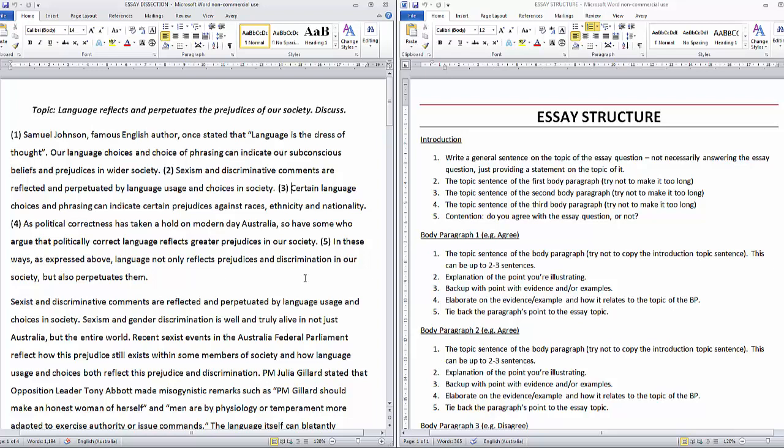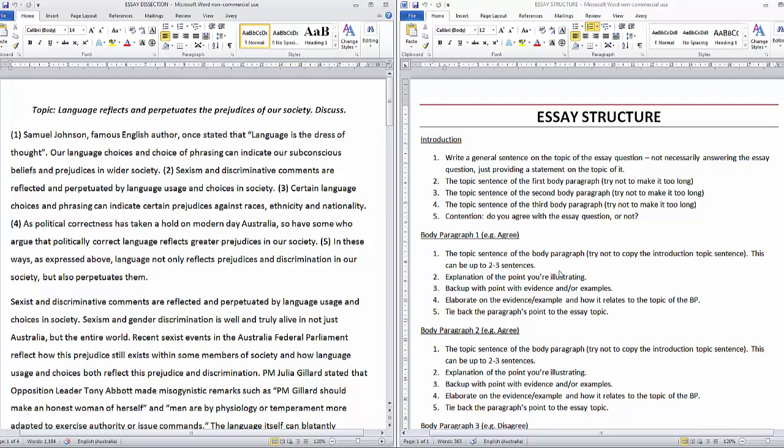And the last sentence in the introduction is, in these ways as expressed above, language not only reflects prejudices and discrimination in our society, but also perpetuates them. So I have summed up my contention and whether or not I agree with the essay question.